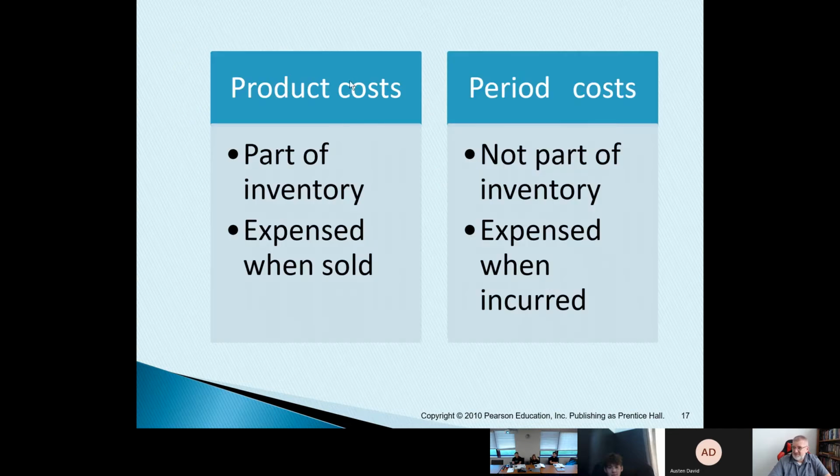So product cost versus period cost. And this is another one of those terms you need to be aware of. Product cost is part of inventory, and it stays part of inventory until it's sold. Once it's sold, then it becomes part of our cost of goods sold. A period cost is not part of inventory, and it's expensed when it occurs.